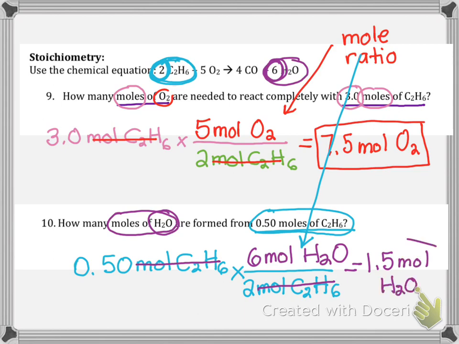So let's reread the question and see what we answered. It says how many moles of water are formed from a half a mole of C2H6. So if you start with a reaction and you have a half a mole of C2H6, the result would be the production of 1.5 moles of water.